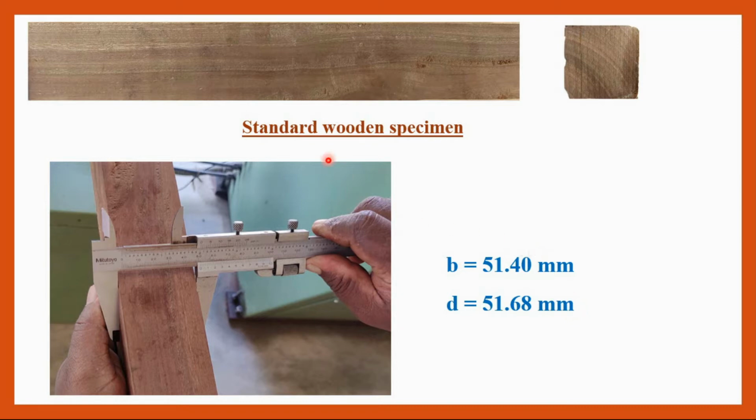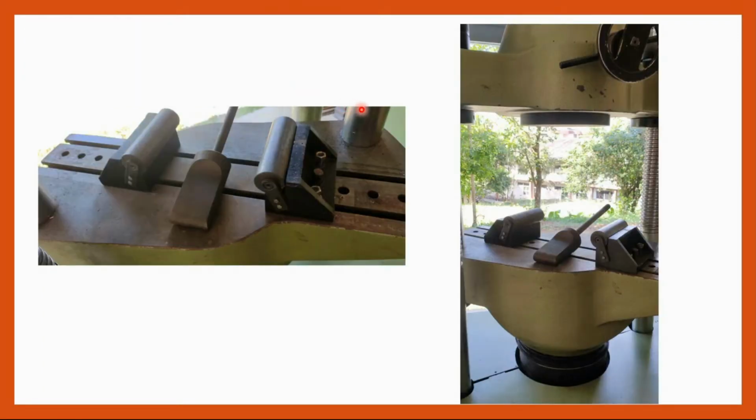Now to apply point load to the simply supported beam, we need to make some adjustment in the universal testing machine. Here we are having pointer and simple supports. First, fix this pointer to the middle crosshead of the universal testing machine.